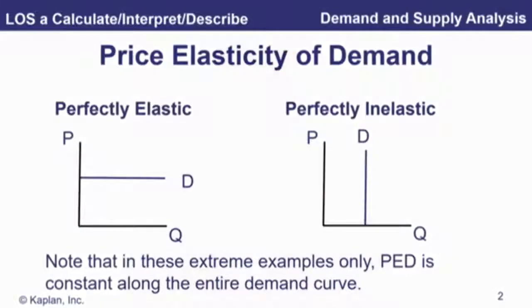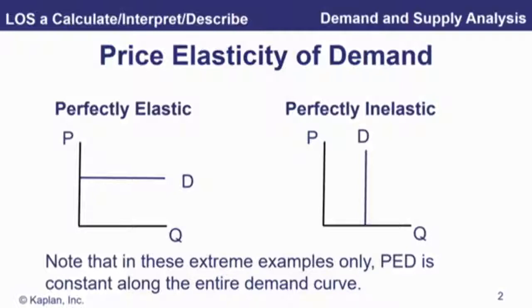If you require 1 tablet a day to survive, then if it's very cheap, you're only going to buy 1 because you don't need any more. But if it's very expensive, you still have to buy 1. Hence, perfectly inelastic. So recognize a couple of things. If it's perfectly elastic, it's horizontal. Perfectly inelastic, it is vertical.